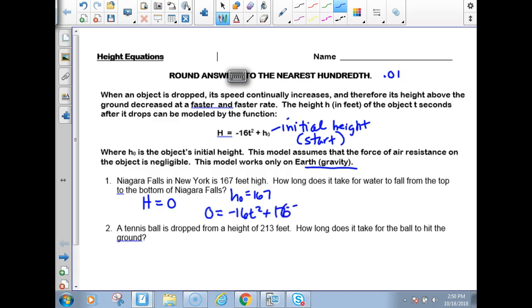Now, we're going to go ahead and solve that algebraically right now. We're going to subtract 167 from both sides. That's going to equal negative 16t squared. We're going to divide by negative 16 on both sides. And that's looking like it's maybe 10 something. Oh, no, but we have to finish it off by taking the square root. So we have 167 over 16 equals t squared. So you want to take the square root, and I'm just going to type it just like that.